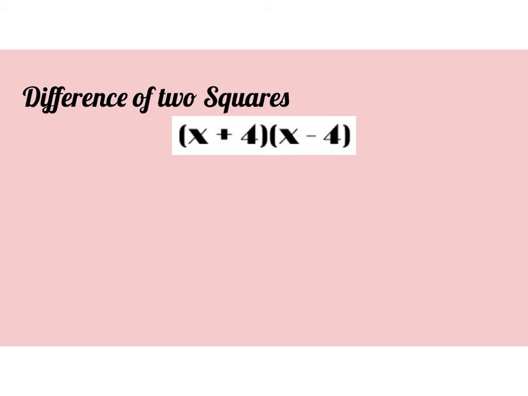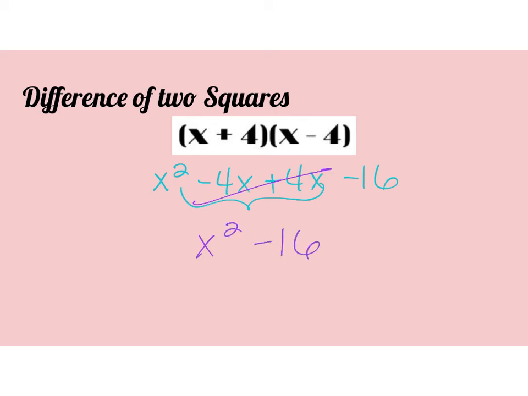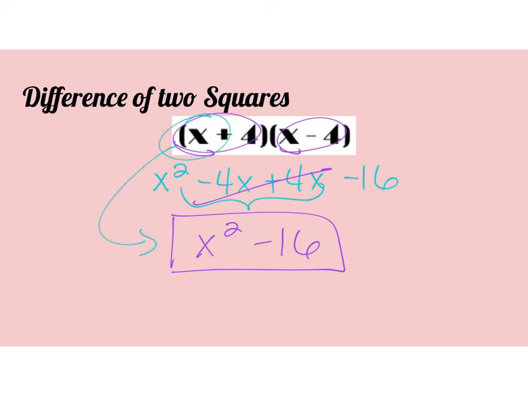Okay, so here, this is almost like squaring, but not quite. When I go to multiply, I have x squared minus 4x plus 4x minus 16. What happens to those two middle terms here? They cancel out. So I'm left with x squared minus 16. What do you notice about these two binomials? Same values, opposite signs. I take that first term and I square it. There's x squared. I take the second term and I square it. It's 16. And it's always going to be subtraction.